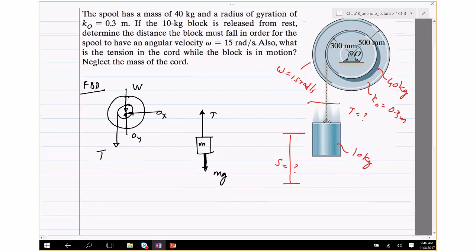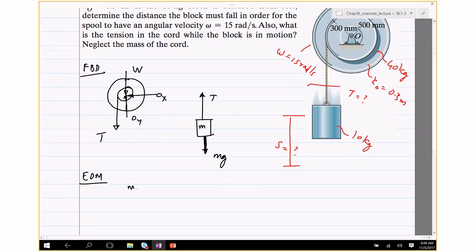Okay, now solving the problem. You're told to find the tension in the cable. So clearly you have to use F equals ma, because that doesn't show up in the principle of work and energy. So let's write the equations of motion. That's the equation for the mass m, and then for the spool, I take moments about point O. This is rotation about a fixed axis for the spool, so it's I_O alpha.